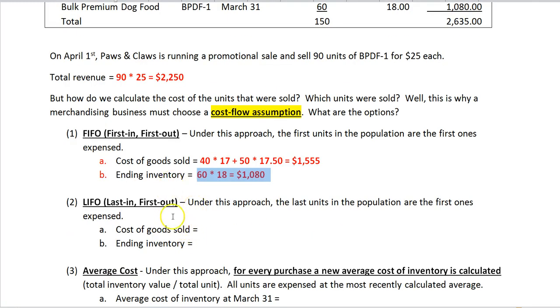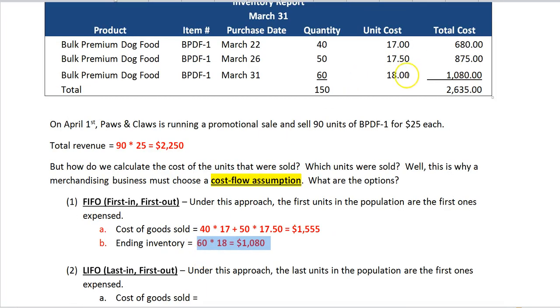Alright, LIFO. LIFO is just the opposite of FIFO. It says the last one in is the first one out. So cost of goods sold under this example, well, we'd get 60 units here at 18. We're going to start at the bottom and work our way up under LIFO. And then we don't need all 50 of these. We only need to get to 90. We got 60 here, so we need 30 additional ones. So we need 30 out of this next tier to reach a total of 90 units.